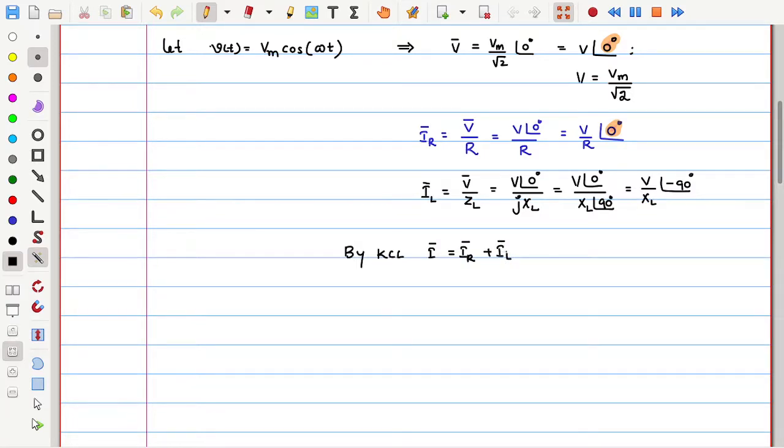See, everything is represented in phasor form. I bar is equal to IR bar plus IL bar, like that. Now let us simplify these things. So V by R at an angle 0, next is V by XL at an angle minus 90. And this can be further written as, I am trying to expand these things into rectangular form. That is V by R at an angle 0 is equivalent to V by R plus j0, so I no need to write that. Next, angle minus 90 is equivalent to minus j, so I can write this directly as minus j into V by XL. So these are in rectangular form. I just converted each term into rectangular form.